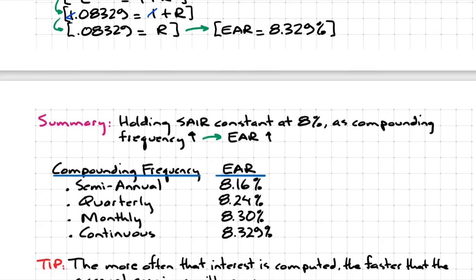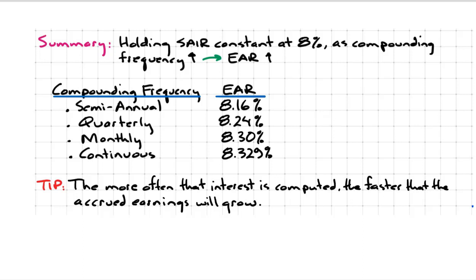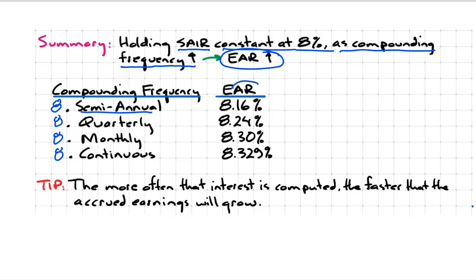So now let's look at a summary of all the examples that we did. Now, if you recall, for each of the examples, we held the SAIR constant at 8%, so stated annual interest rate. However, as the compounding frequency increased, the effective annual rate increased as well. So remember, we started with semi-annual. So it was 8% semi-annual, 8% quarterly, 8% monthly, 8% continuously. But then when you took into account the compounding effect, on a semi-annual basis, the effective annual rate was 8.16, and then it rose to 8.24 with quarterly compounding. Monthly, it rose to 8.30.